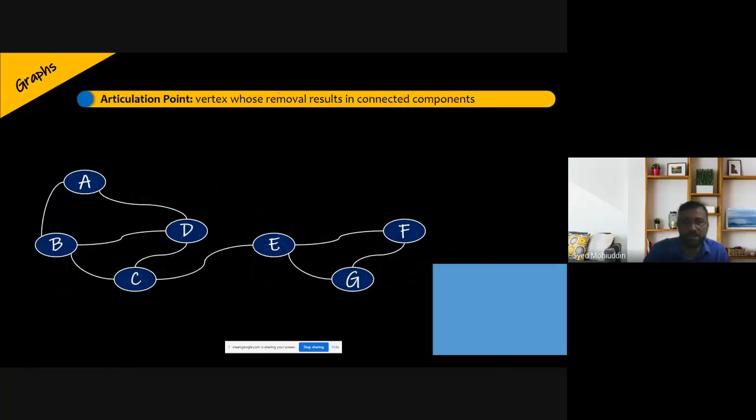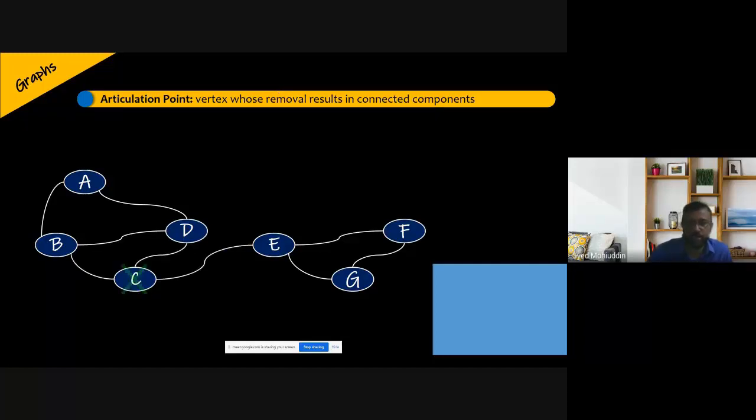Now, there is something known as an articulation point. In a graph, if removing a vertex results in different connected components, not only 2 connected components, then that vertex is known as an articulation point. So in this case, if I remove node C, then there will be 2 connected components. So node C is an articulation point.